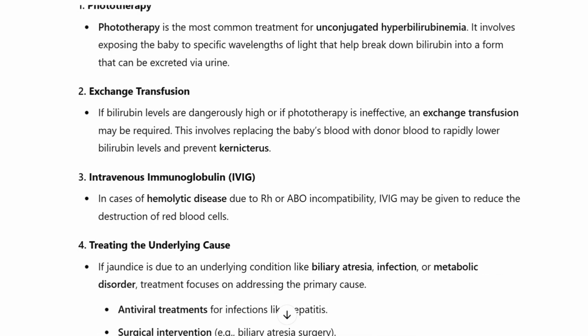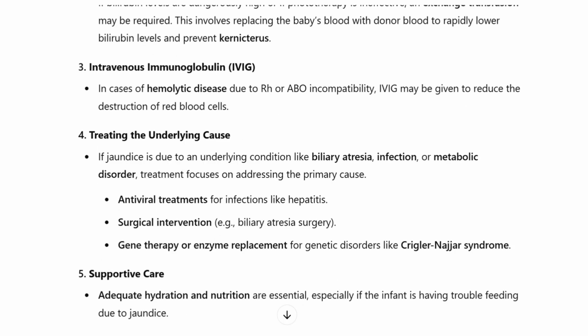2. Exchange transfusion. If bilirubin levels are dangerously high or if phototherapy is ineffective, an exchange transfusion may be required. This involves replacing the baby's blood with donor blood to rapidly lower bilirubin levels and prevent kernicterus. 3. Intravenous immunoglobulin, IVIG. In cases of hemolytic disease due to Rh or ABO incompatibility, IVIG may be given to reduce the destruction of red blood cells.